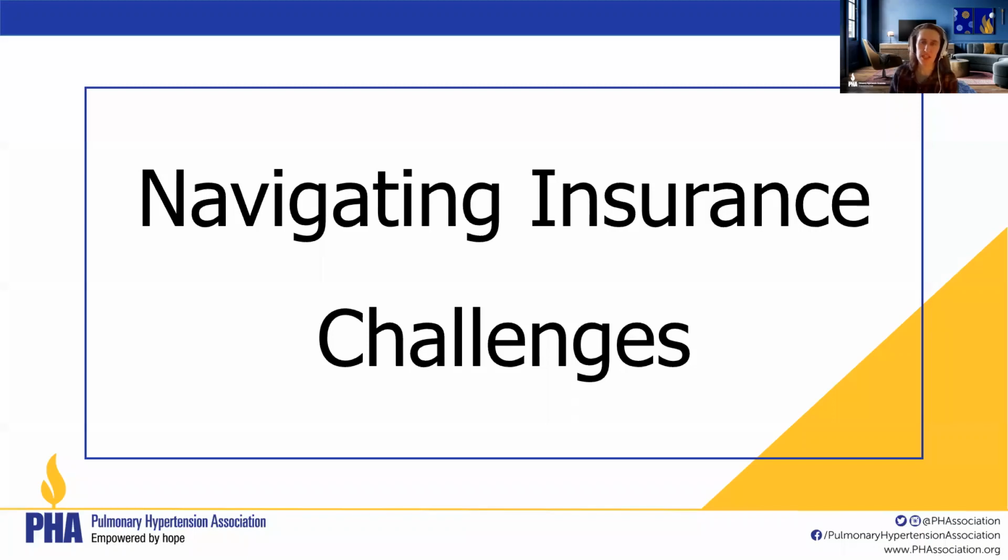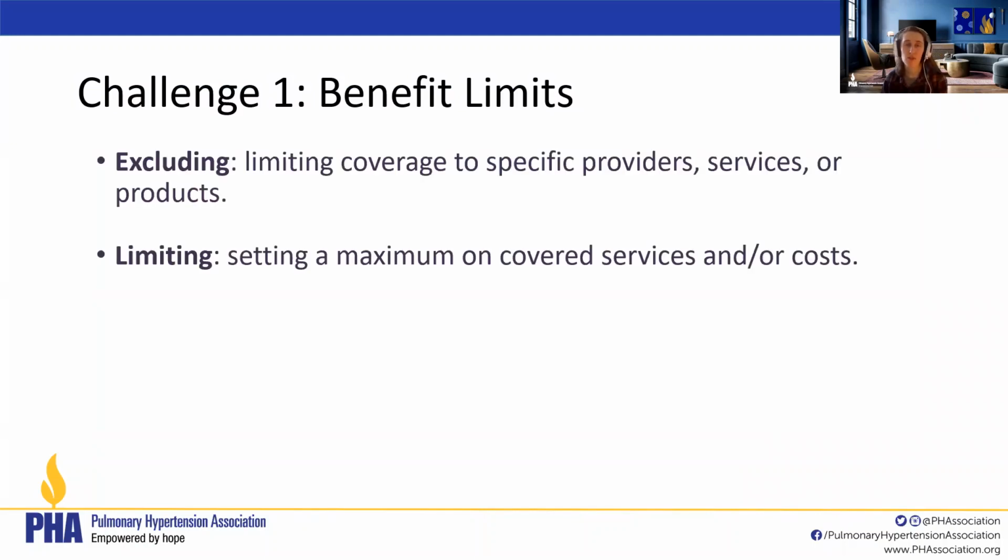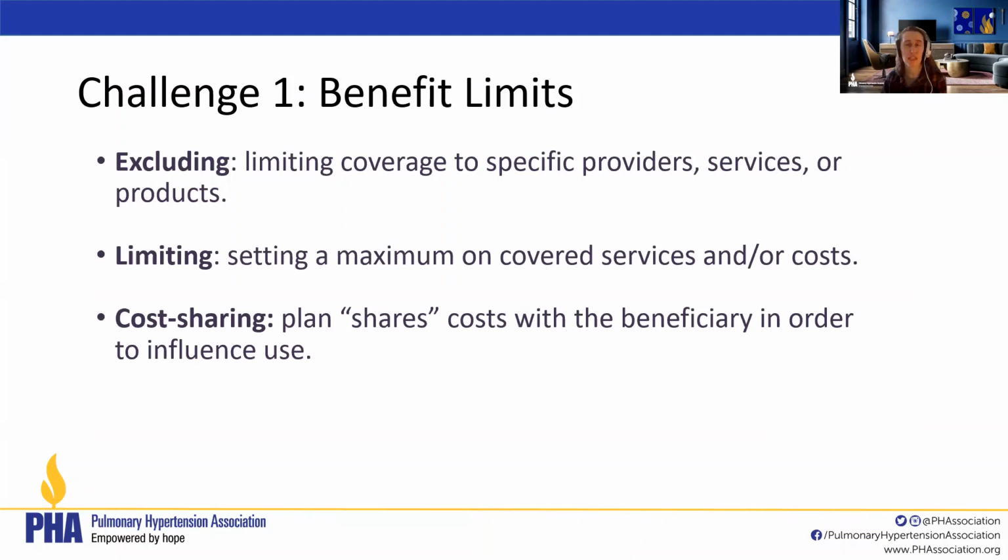So I'm going to get into some common insurance challenges and how to navigate them. One kind of challenge that folks will run into with their insurance is benefit limits. There are a couple different ways that insurers will limit the benefits that they have to pay out. Basically, this is how insurance providers can make money. They try to attract and keep their beneficiaries and then control the benefits that they have to pay out. They can do this by excluding, which would be where the plan only covers specific services or products or providers under the plan, in a similar way to how the drug formulary works, where there's a limited list of drugs that are covered, and then they exclude coverage for the rest of them.